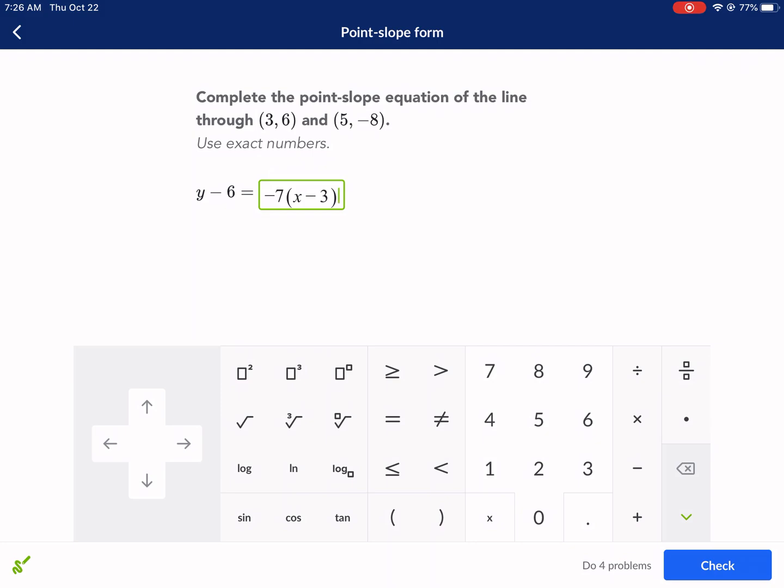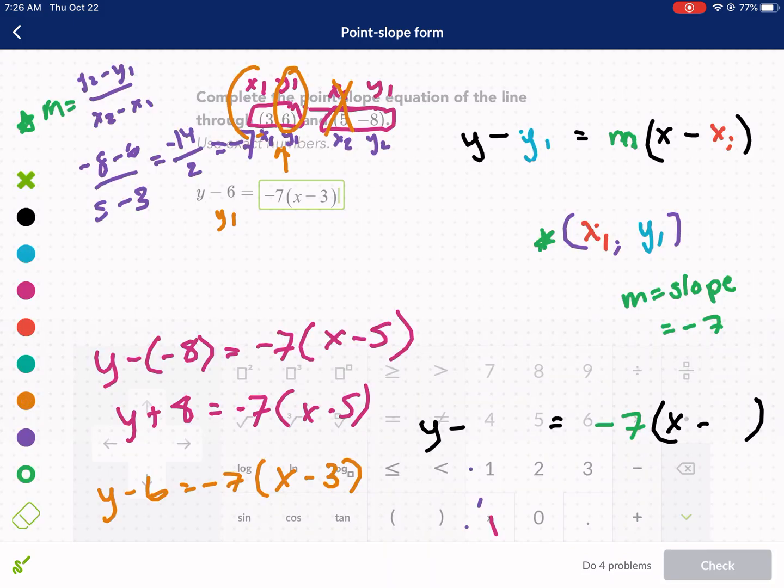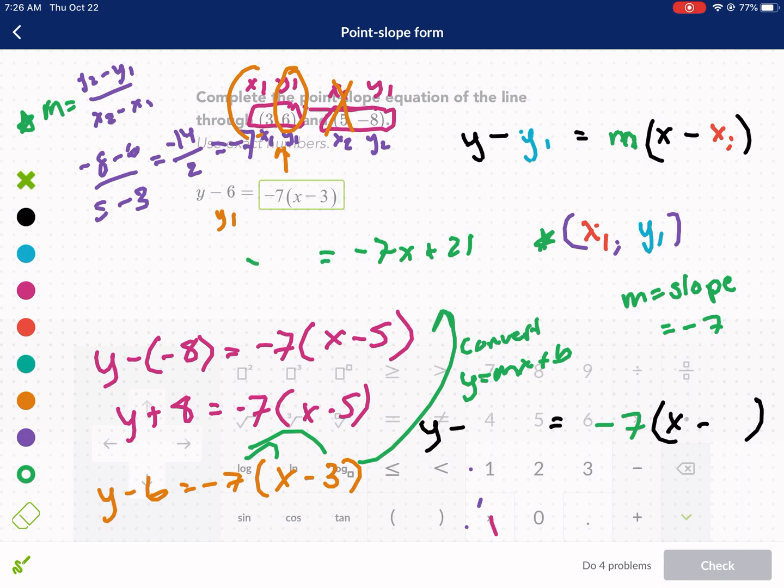Before I hit enter, I want to show something. We can easily convert this into slope-intercept form by solving for y. To convert to slope-intercept form, we just solve for y, so we get the y by itself. We'd do negative 7x plus 21, where we distribute, equals y minus 6, and then you'd add 6 to both sides.